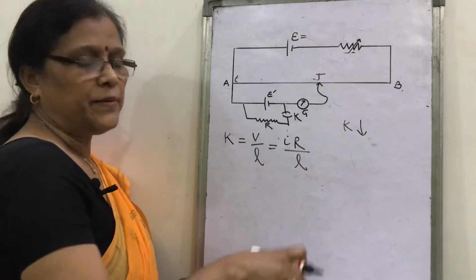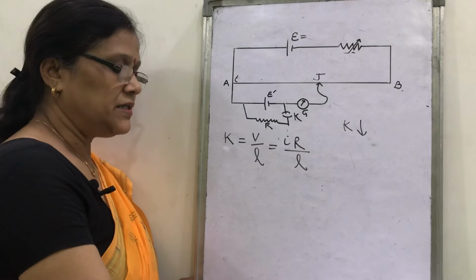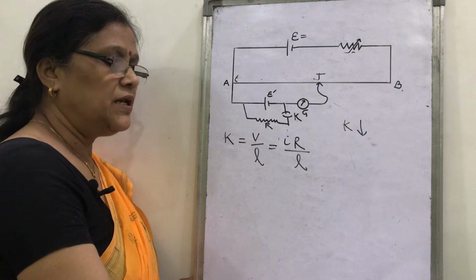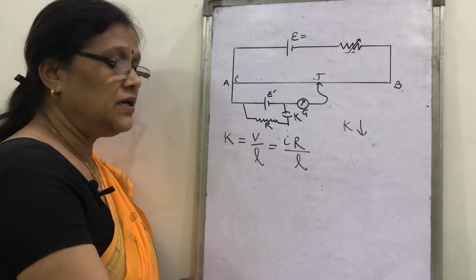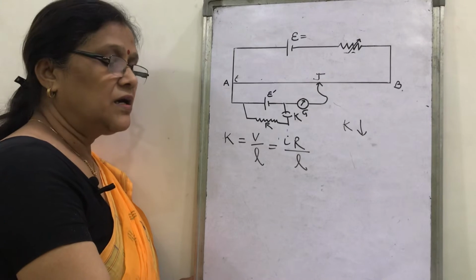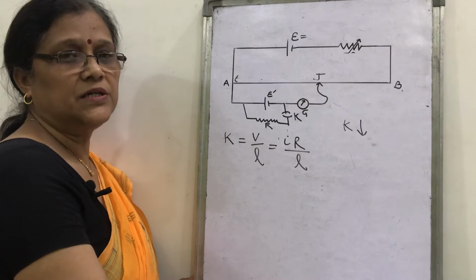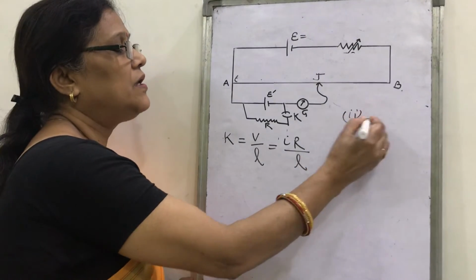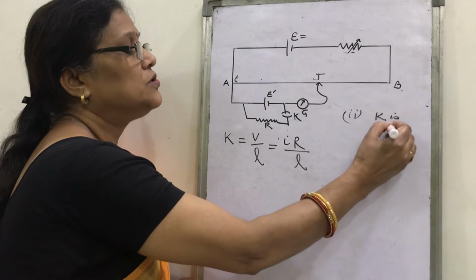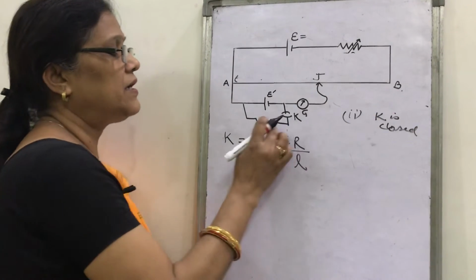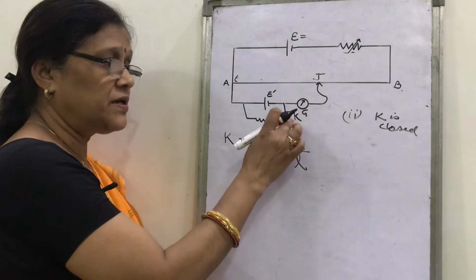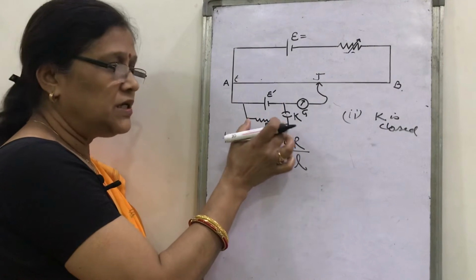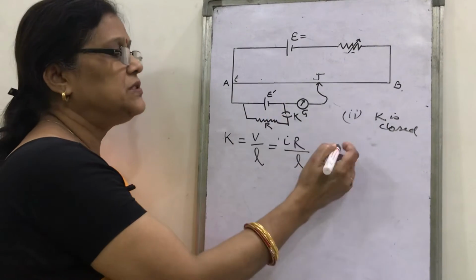Now in the second part, it is said that when the key is closed, how does the balance point change if R is increased, keeping the current from the driver cell constant? So what is asked in the second part? The second part says that key K is closed. Key closed means that R is in the circuit. In the first part K was open, so this was not in the circuit. Now if the key is closed, then it is also in the circuit.